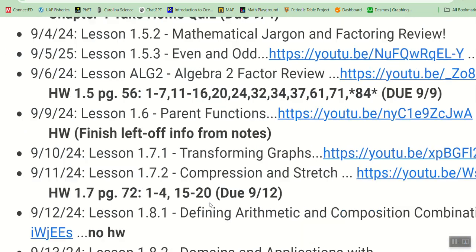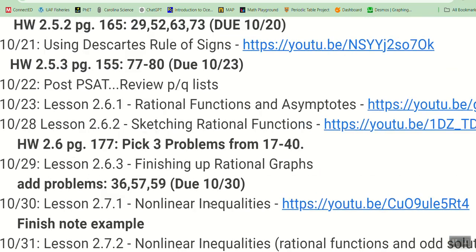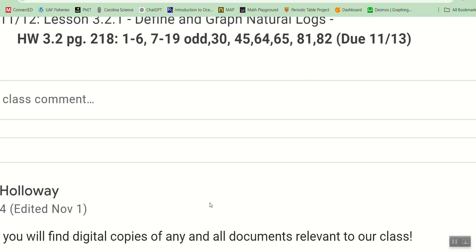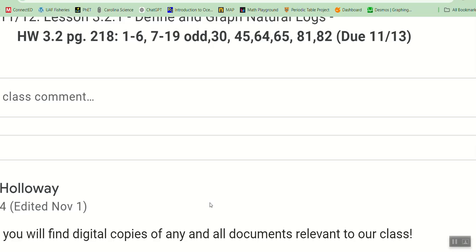So check it out. Eventually we'll get there. Ta-da! Homework 3.2. Page 218. Do you want me to read you the numbers? Everybody's going to look anyway.